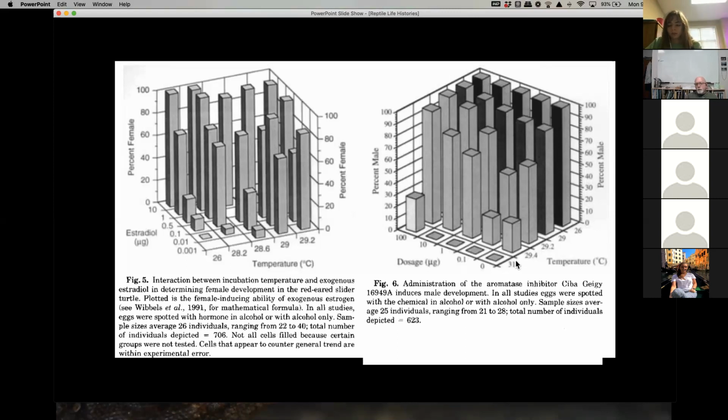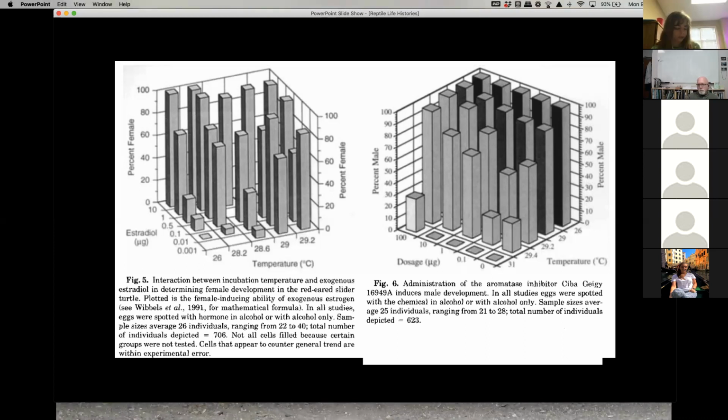Keep in mind that they've reversed the order of temperatures here. Yeah, so if you have an increased temperature, there's a higher percentage of males. And then if you have a lesser dosage, you're not going to have as many males. And what are they dosing these eggs with? That I don't know. It's in the figure caption. The inhibitor? Yeah, aromatase inhibitor.